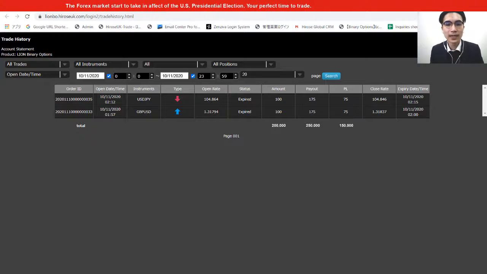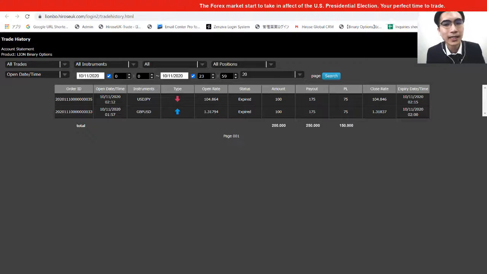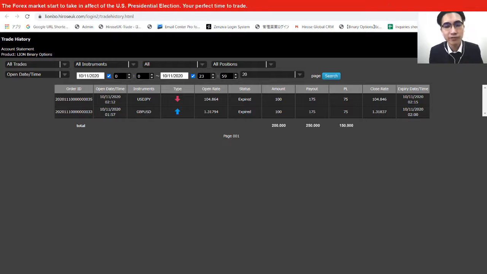Anyway, let's take a look at the result for today. So I made 2 trades today, and both trades ended in profit, and the total profit for today is $150. So that's not bad. Because I traded in a smooth trend, that actually gives me a really high winning percentage.